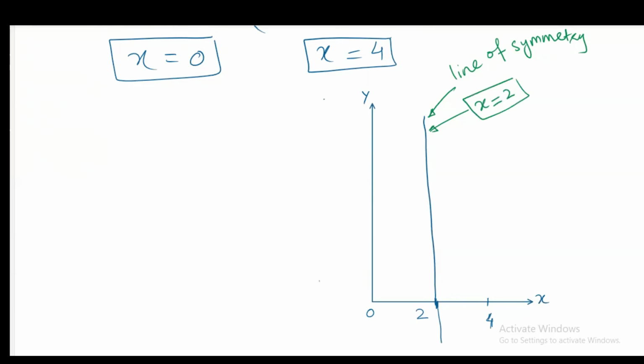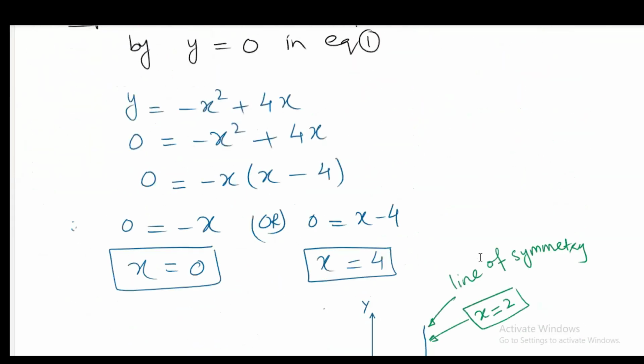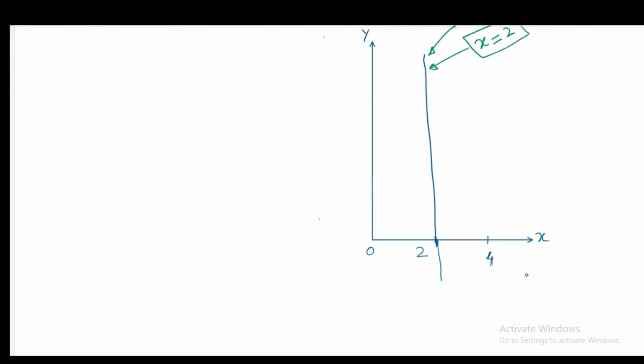So now we can draw the sketch. It is a maximum value function, so for a maximum value function we have to draw this type of parabola. Going to draw this parabola. This is the sketch of y equals minus x squared plus 4x.